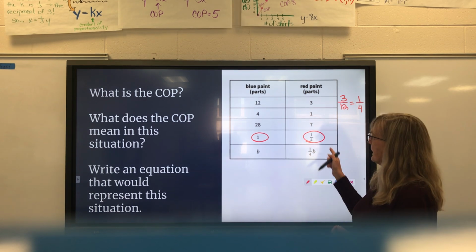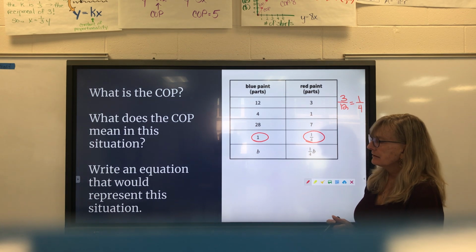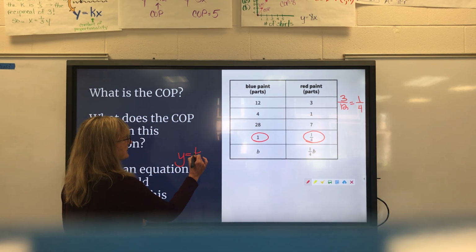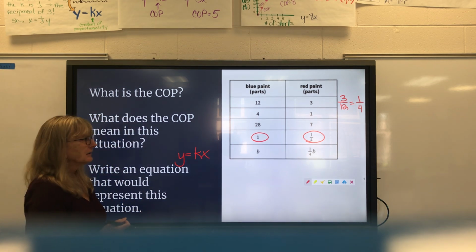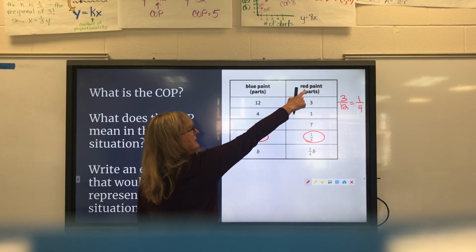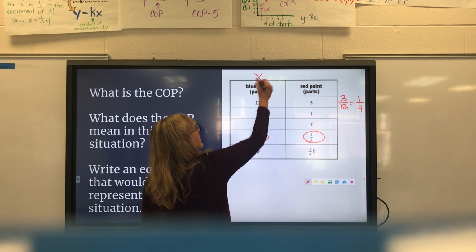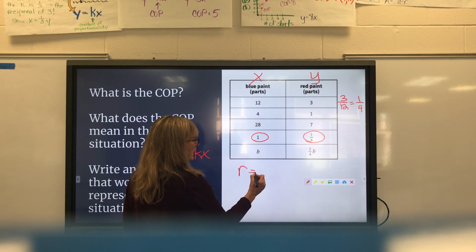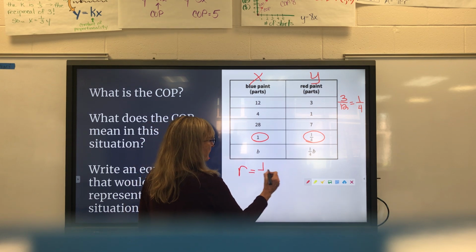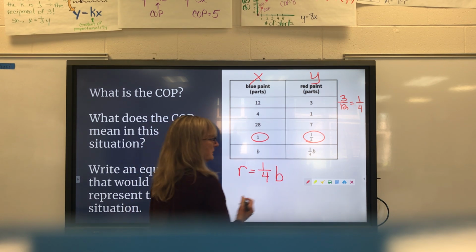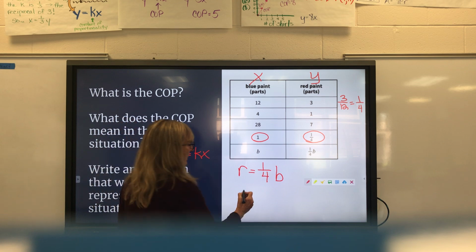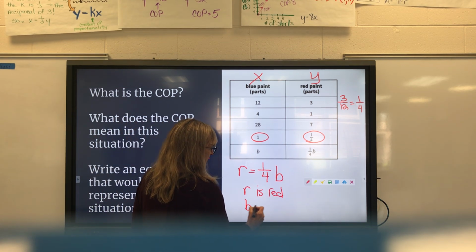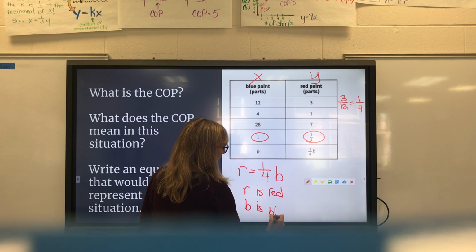Okay? All right. Now, how do I write the equation? Remember, the equation is in the form of y equals kx. Well, what does y represent in this table? This is x. So we're going to say R equals 1/4 of blue, where R is red and B is blue paint.